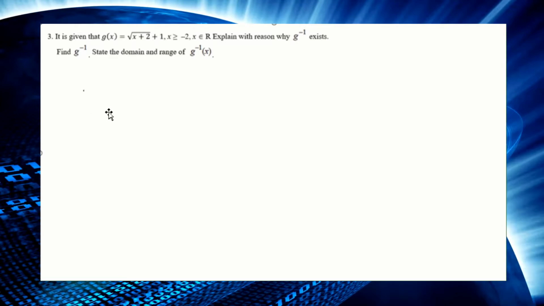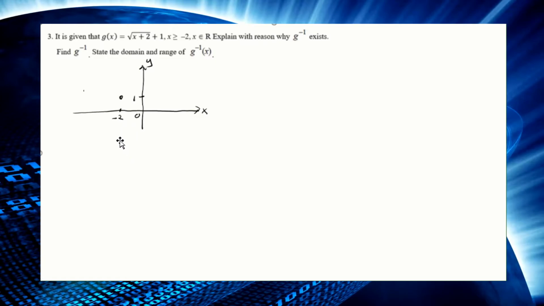Now in this question, it is given that the function g of x is equal to square root of x plus 2, plus 1, where x is greater than or equal to negative 2. Explain with reason why the inverse function exists. Now to do this, we need to show that the function is 1 to 1. So first, we need to draw the graph of this function. So we can use the transformation method that we have learned, where we shift the square root function to the left for 2 units and 1 unit upwards.